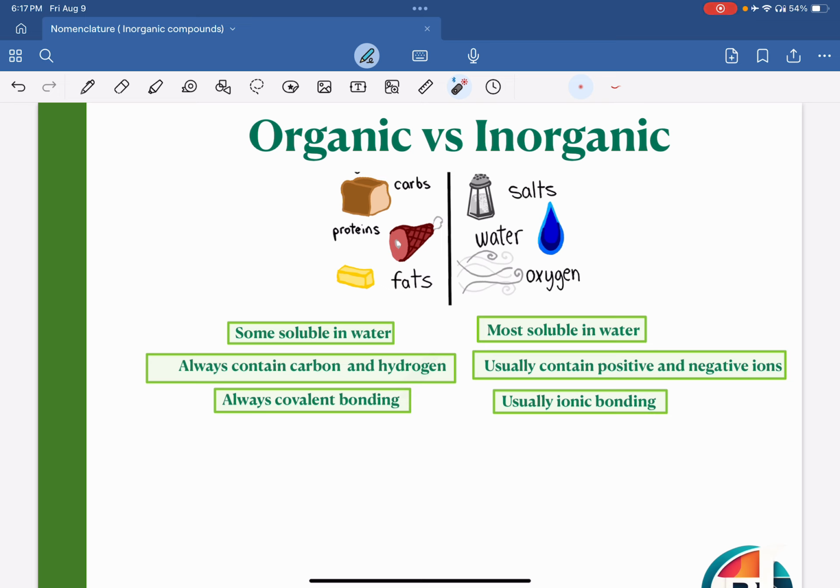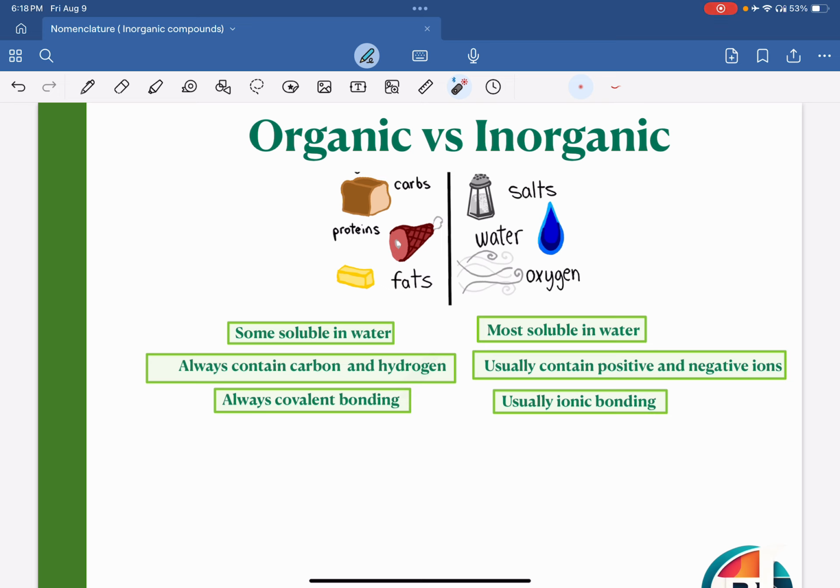They always contain carbon and hydrogen, which is collectively known as hydrocarbons. They typically form covalent bonds. In contrast, salts, water, and oxygen are examples of inorganic compounds. They usually exhibit the following characteristics.